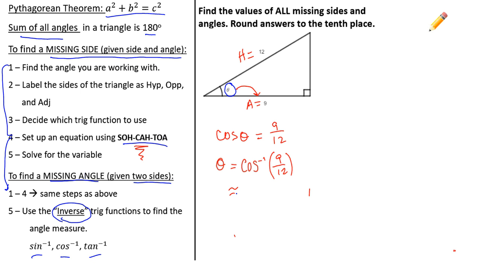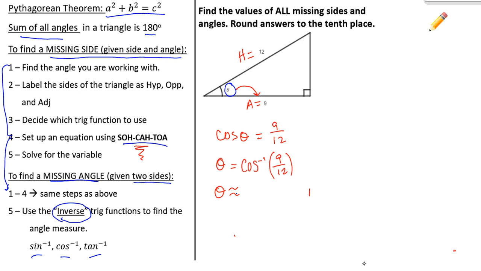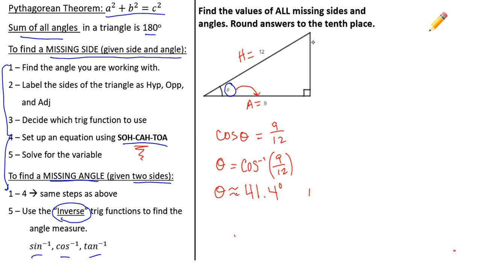That gives us theta of about 41.4 degrees. Okay, I found that angle. Now if I want to find the other angle, we can use the fact that the sum of all the angles equals 180. So for this one, I'm going to take 180 minus the 90, the right angle, and then minus that 41.4, which gives us 48.6.